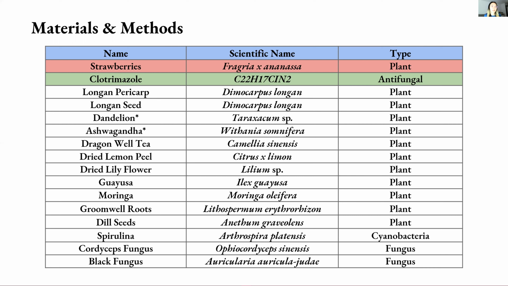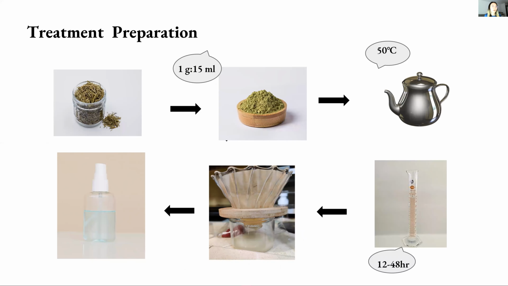Most of these treatments are readily available at Asian supermarkets. These are common food items in China, and I have eaten all of them, except for the Greenwell roots. The guayusa and moringa are tea leaves I brought home from Ecuador.